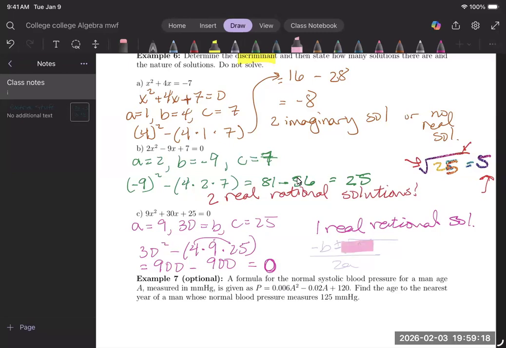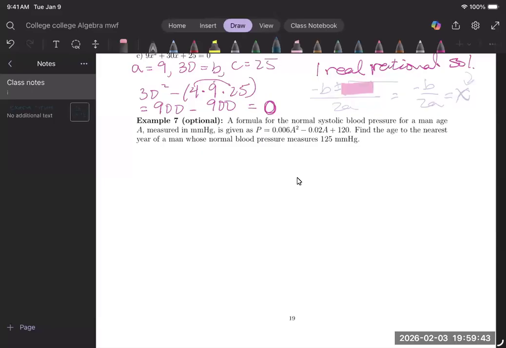It's just negative b over 2a is what x would equal in C's case. Kind of fun. So again, we get just one real rational solution. Remember, rational means we got rid of the square root. Irrational means we would have had a square root left in our answer. Okay, we're almost done. One little thing.